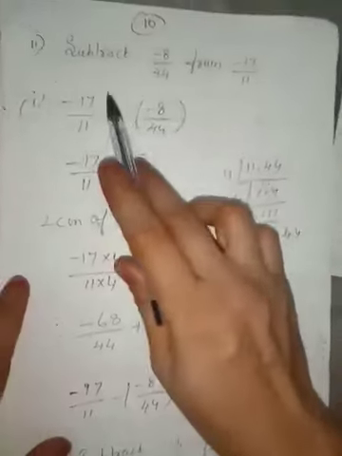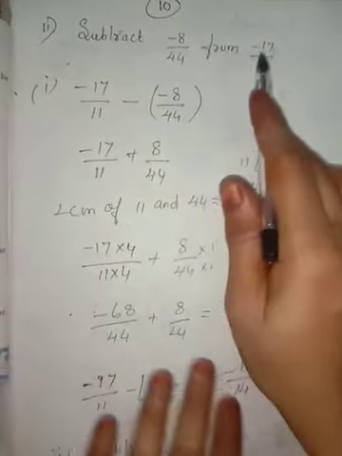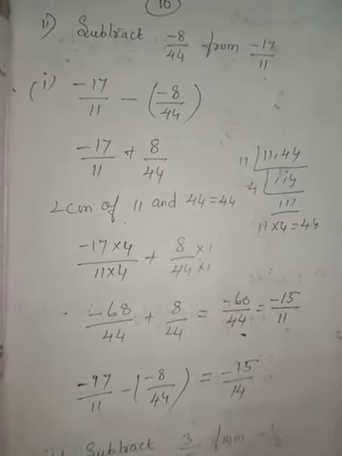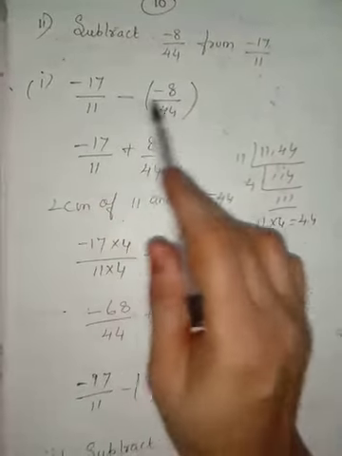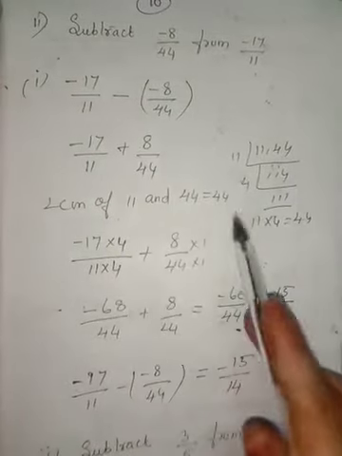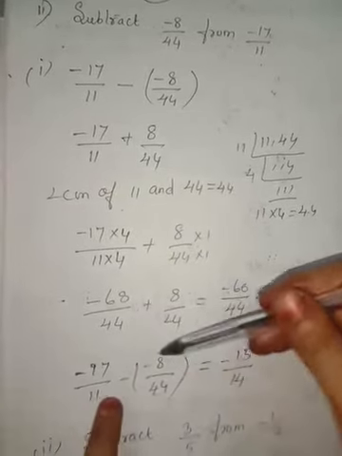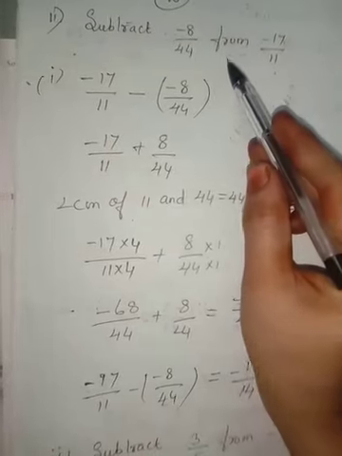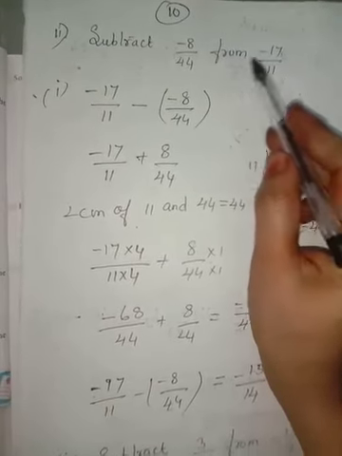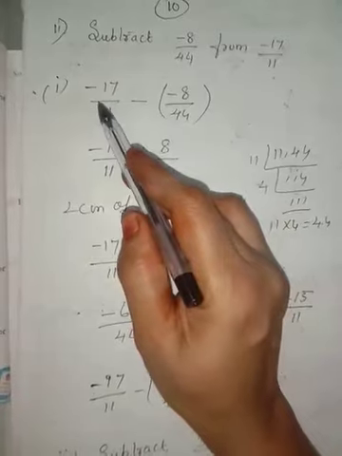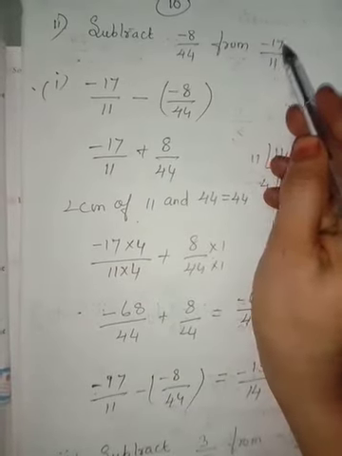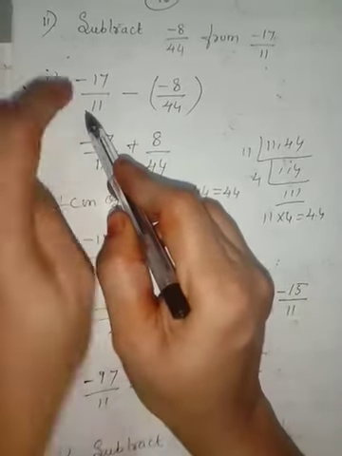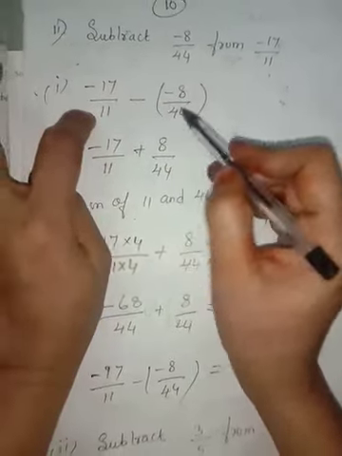Then the 7th one, subtract 8 by 44 from minus 17 by 11. This is also like the previous sums. So here the denominators are unlike. We must convert into equivalent rational numbers and add the numerators. We get minus 15 by 14. First, just remember that here the first number we must write is minus 17 by 11. So minus 17 by 11 must be written first, and the other number we should take second. Okay.